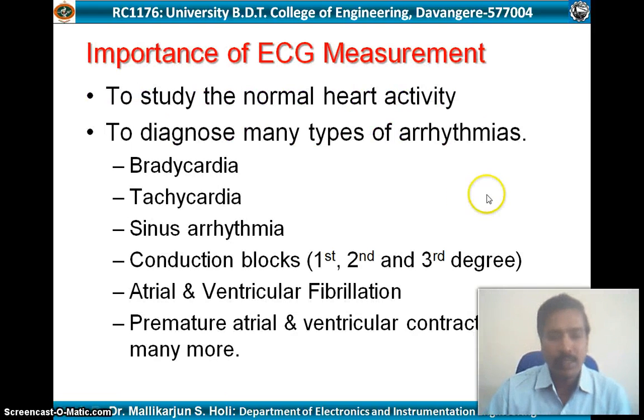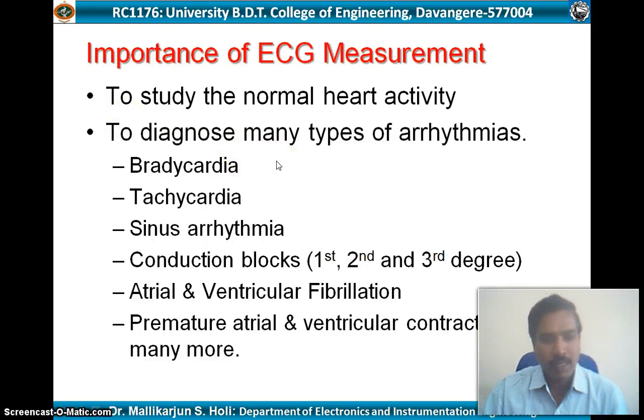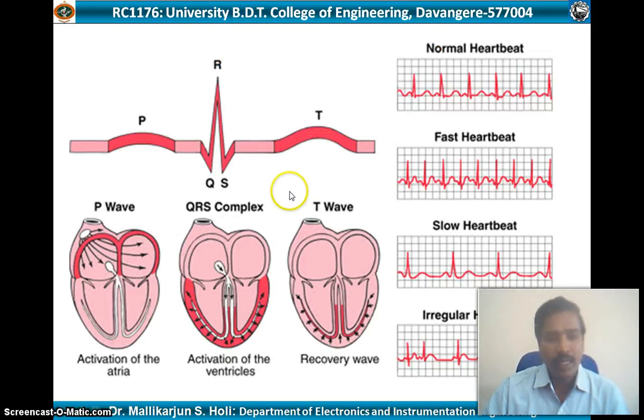So we have seen how the ECG is recorded. Let us look into the importance of ECG measurement. It is very helpful to study normal heart activity, how the heart is working, and very importantly to diagnose many types of arrhythmias, particularly bradycardia, tachycardia, sinus arrhythmia, conduction blocks, atrial and ventricular fibrillations, and premature atrial and ventricular contractions. Under all these conditions, the ECG pattern will not be the same as the normal. I will show a few diagrams, the waveforms, in which you can understand the difference between the normal heartbeat and the arrhythmias.